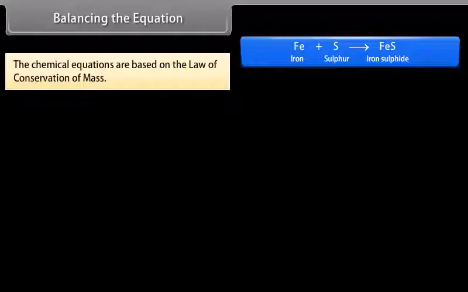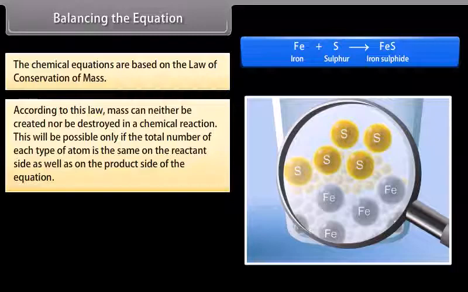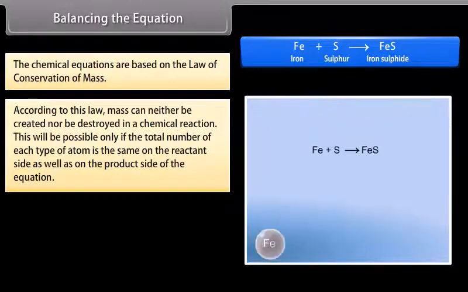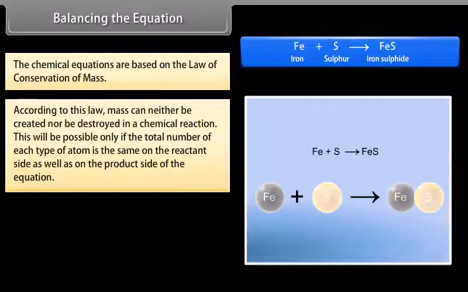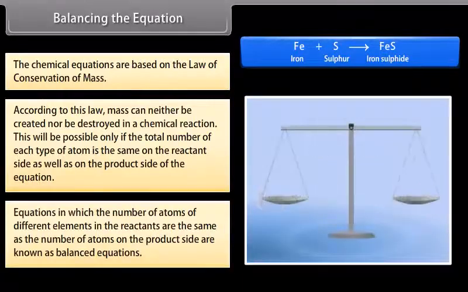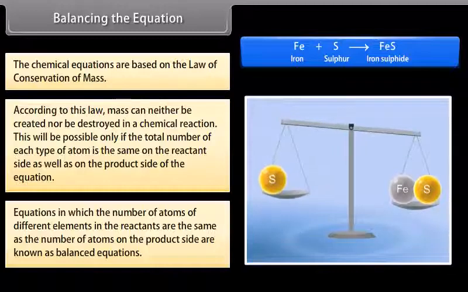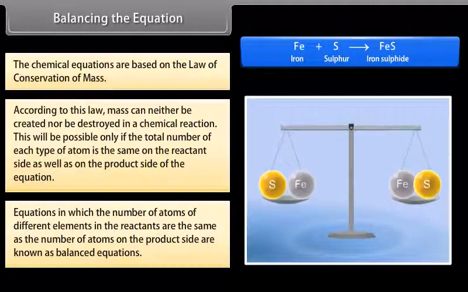Balancing the equation. The chemical equations are based on the law of conservation of mass. According to this law, mass can neither be created nor be destroyed in a chemical reaction. This will be possible only if the total number of each type of atom is the same on the reactant side as well as on the product side of the equation. Equations in which the number of atoms of different elements in the reactants are the same as the number of atoms on the product side are known as balanced equations.